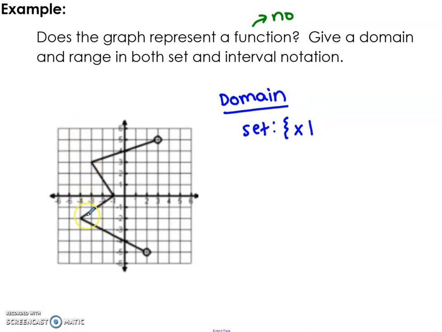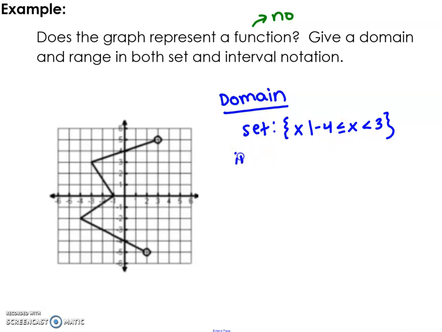so let's look at our graph. The farthest left that we have is -4. The farthest right that we have is 3. So the x's are between -4 and 3. And if you notice, at -4, it does include it because we have a closed circle. At 3, we have an open circle, so it does not include 3. So we're going to say it's x such that -4 is less than or equal to x, which is less than 3. So we're going left to right with our x's.